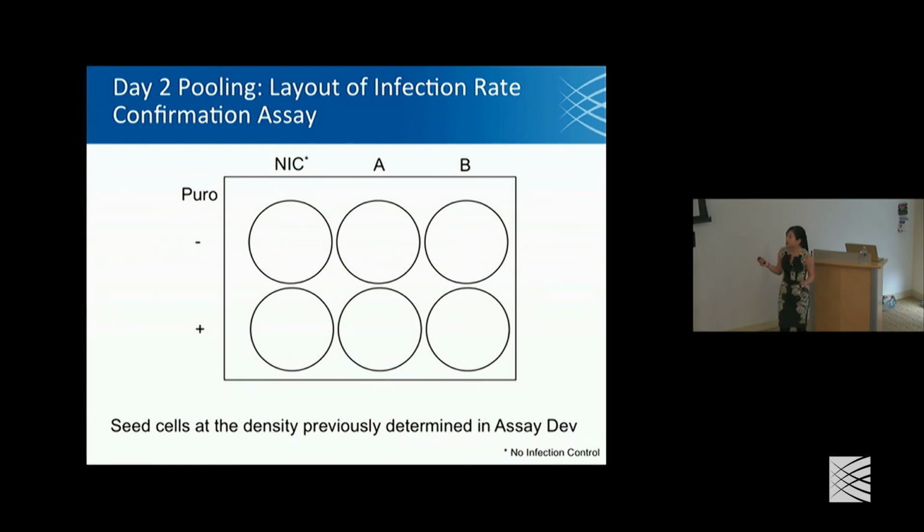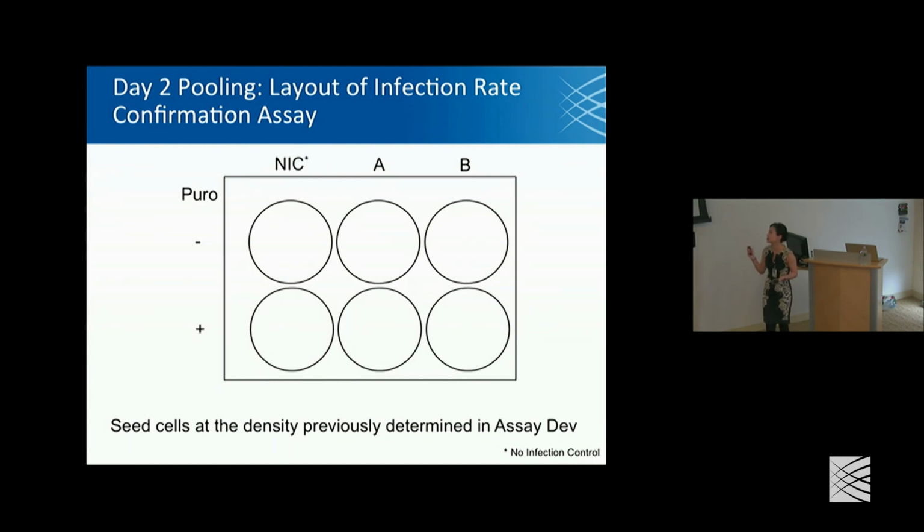Now we talked a lot about this layout, the infection rate confirmation assay, and this is the layout that we use. So we have our no puro wells here and our plus puro wells here. Our no infection control cells are replicate A and replicate B. Now you'll be seeding in the density that was previously determined in your assay dev, and you'll be using the puro concentration that was also determined in your assay dev. If you do not know these numbers, you should not be proceeding to this step at all. You should be still in your assay dev phase.